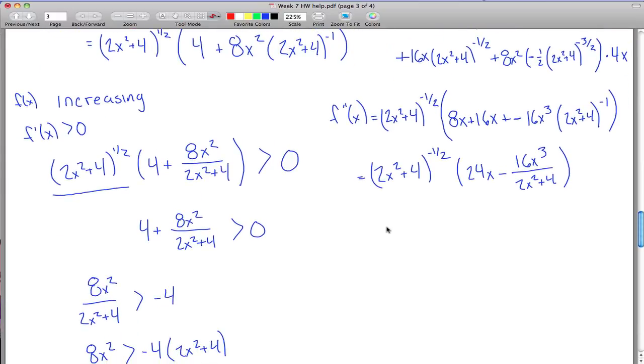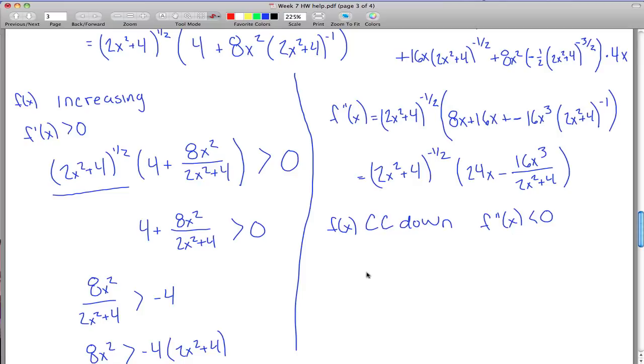Let's see, I'll just do one of them. Doesn't really matter what I do. Maybe I'll choose concave down this time. So f of x is concave down. This is getting really messy. When the second derivative is less than 0. So we got (2x² + 4)^(-1/2) times 24x minus 16x³ divided by 2x² + 4. And we want to know when that is less than 0.